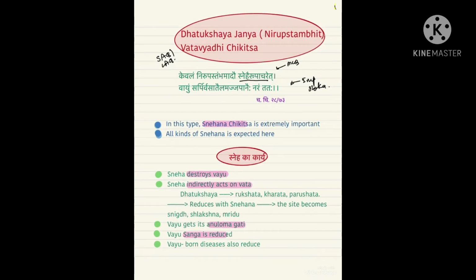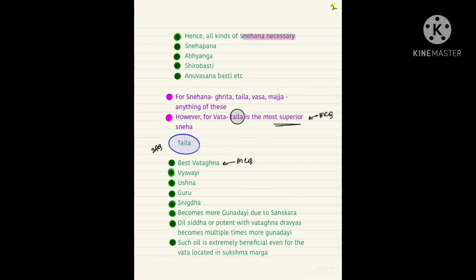So with Snehana what will happen? This Snehana will reduce the Dhatukshaya, Rukshata, Kharata and Parushta, and the affected place will become Snigdha, Shlakshna and Mridu. Now Vayu will also get its Anulom Gati. The natural Gati of the Vayu is Anulom, so it will get its Anulom Gati, Vayu Sang will be reduced, and Vayu Bhavan diseases will also consequently reduce. So all types of Snehan are necessary for the treatment of Dhatukshayajanya VATAVYADHI.